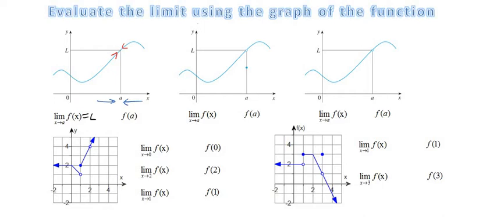Now let's take a look. What is f(a)? We draw the vertical line at x equals a, and on the vertical line we can see a solid point on this curve. This solid point means it is defined on this curve. This solid point has y value L, so that means f(a) equals L. Now let's take a look at the second picture.